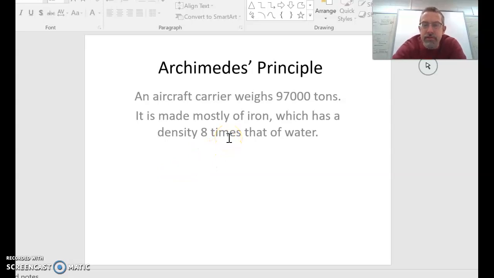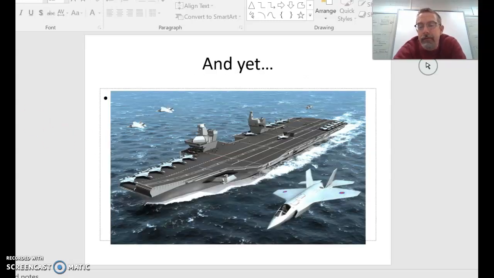So let's take this situation. An aircraft carrier, which is going to be a significant part of our military, weighs 97,000 tons, and a ton is 2,000 pounds. And this aircraft carrier is made up of iron on its outside, and the iron itself has a density of 8 times that of water. And yet, aircraft carriers are designed to float.